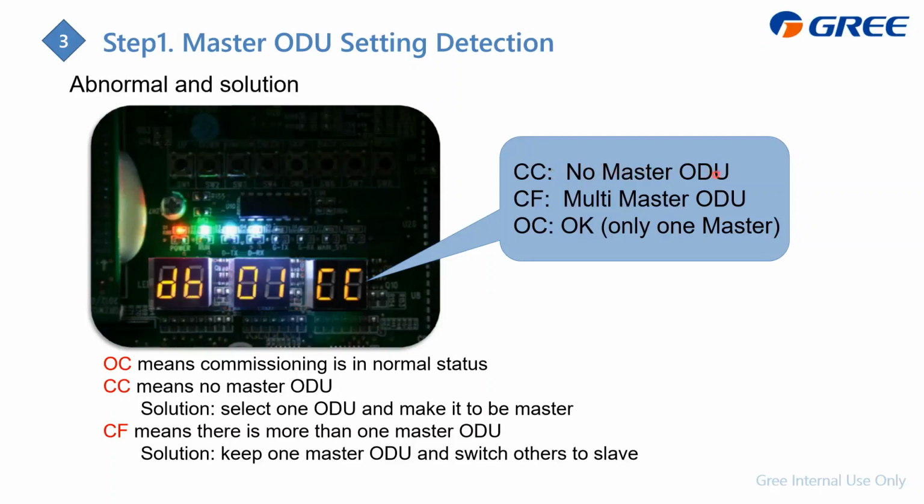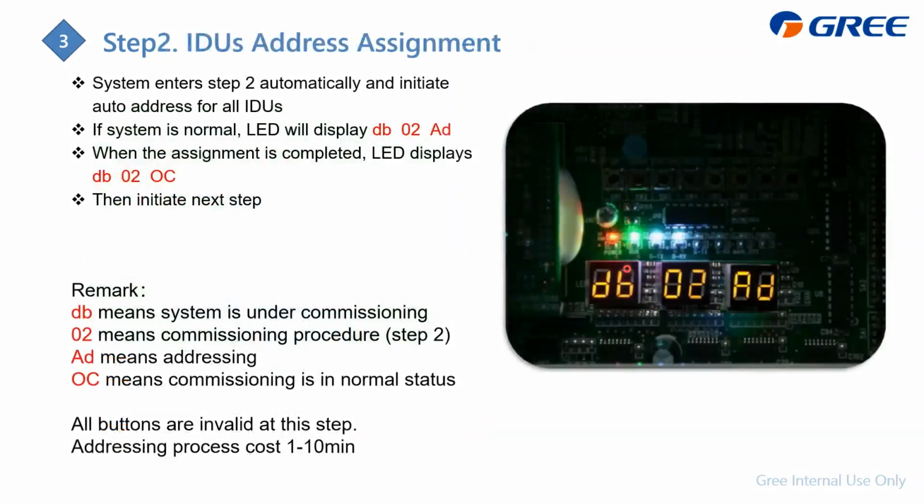CC means no master outdoor unit, and you should power off and set the master outdoor unit. And CF is multi-master outdoor unit, meaning more than one master outdoor unit. OC means okay, only one master. So if not OC, we should set the master again. Now it displays OC, so it detects only one master outdoor unit, and then it can come to step 2 automatically.